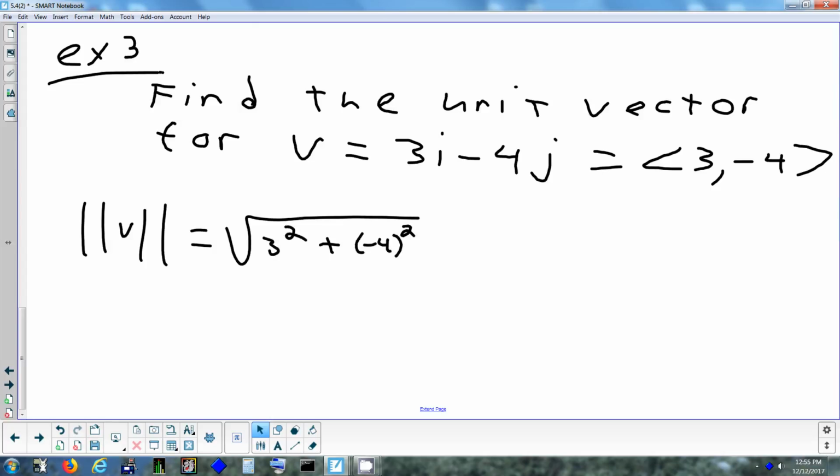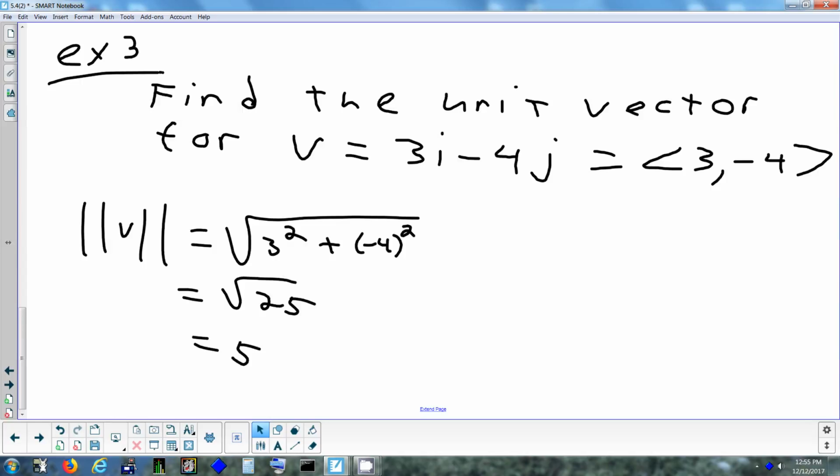Does it matter if you include the negative or not? No, because if you're going to square it, it's going to go away anyway. So we get the square root of 9 plus 16. How long is this vector? 5. But also, in that formula, is it always going to be adding regardless of sign? For the Pythagorean theorem, yes. The Pythagorean theorem is always adding.